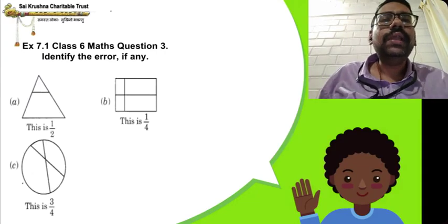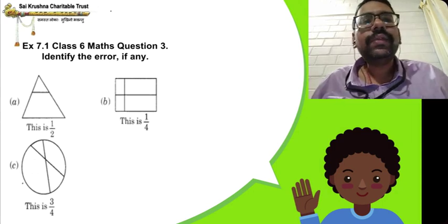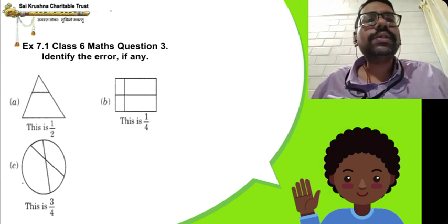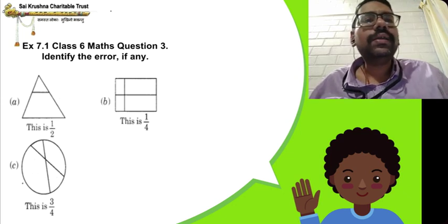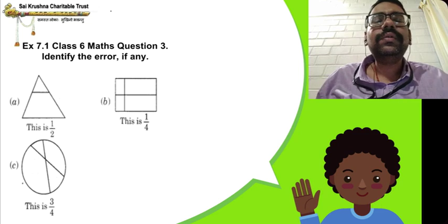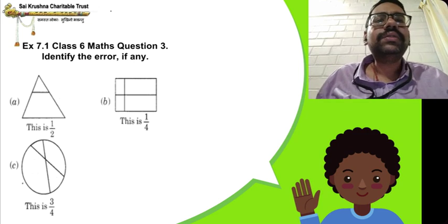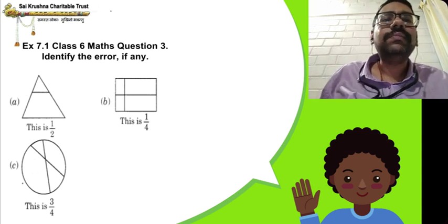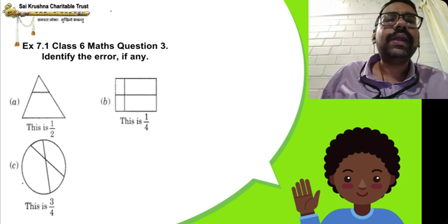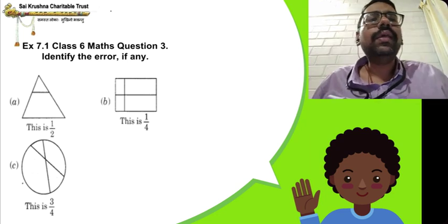Okay. Question 3, Maths, exercise 7.1. Identify the error, if any. Okay. If there is any mistake in the figure, you have to spot the error. First one, this is 1 by 2. Is it correct, children? Tell me. 1 by 2, 1 out of 2, is 1 by 2 correct or not? No. Because fraction means equal parts. This figure is not equally divided. So this is an error. This is wrong. Second, 1 by 4. No. This is not a fraction because fraction means it has to be equally divided. Next, 3 by 4. This is also not the answer because it is not equally divided.